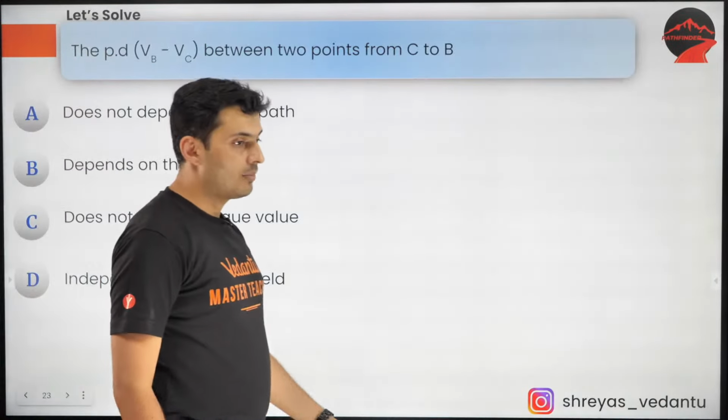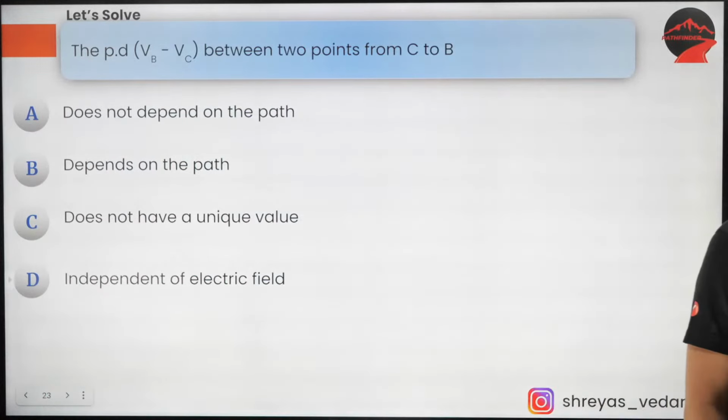Okay, let's start doing some problems coming up on your screen. Get ready, guys. Some questions are coming up on your screen. The potential difference VB minus VC between 2 points from C to B, does it depend on the path, how you go from C to B? Or does it not depend on the path, or does it not have a unique value independent of electric field? What do you guys say?